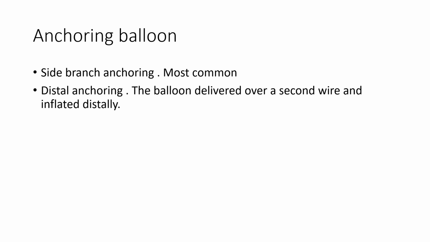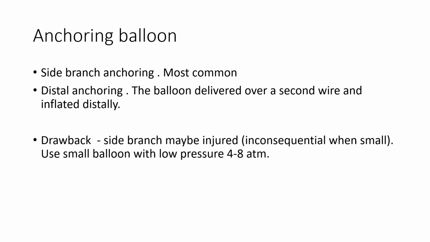Now we talk about anchoring balloon technique. This could be either in a side branch, which is the most commonly used, or a distal anchoring, where the balloon is delivered over a second wire and inflated distally. The drawback of anchoring technique, especially in the side branch, is that it can be injured. Usually it's inconsequential when the side branch is small. And to reduce that drawback, you can use a small balloon with a low pressure, 4 to 8 atmospheres.